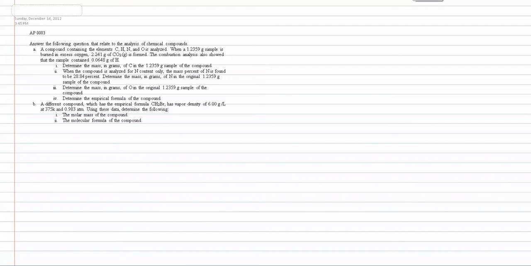All right, so AP problem 0003. We got a nice empirical formula and gas law kind of problem all tied into one here. So this first one, we have a compound containing C, H, and O. So this is like a CxHyOz, N, B, I don't know, some other letter.